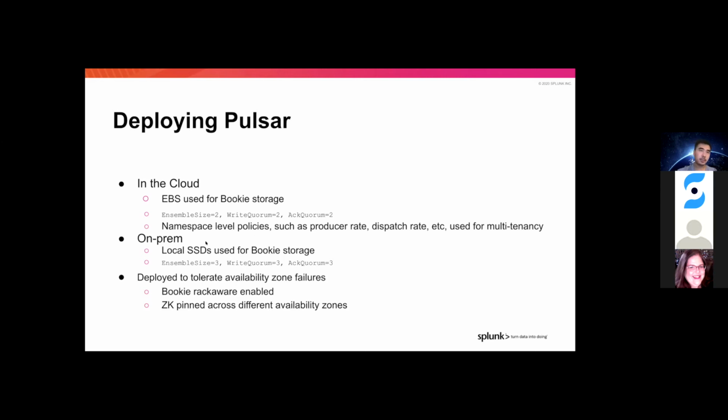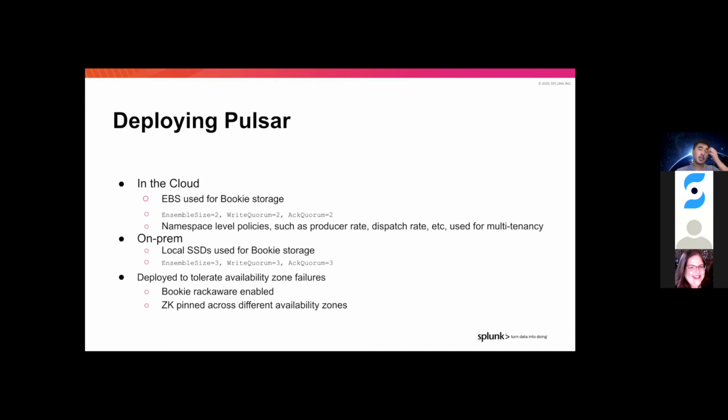For on-prem, we're primarily using local SSDs for bookie storage. Because of this, we're setting the ensemble size, write quorum and ack quorum to be 3, which means we're writing 3 replicas of the data onto storage. Obviously this is all configurable, but one of the reasons we decided to increase the number of replicas on-prem is to have more reliability and more durability for our data.